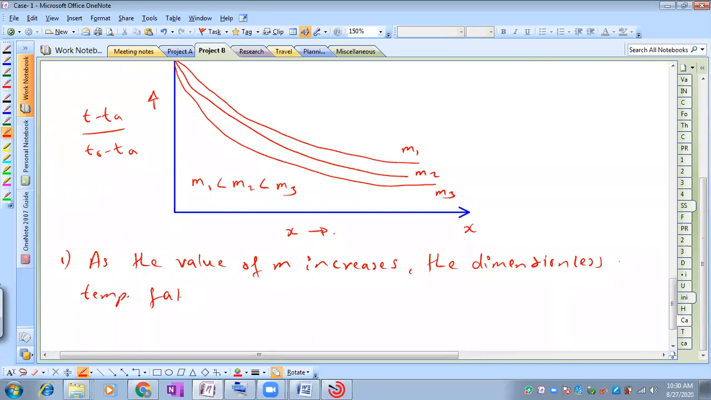Temperature falls. What do you mean by this? As the value of m increases, from the lower value to the higher value, my dimensionless temperature will be falling. So it is a decreasing phase.